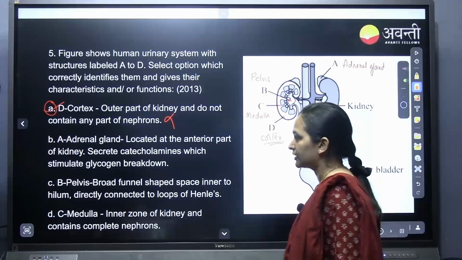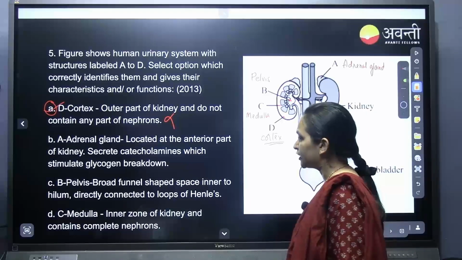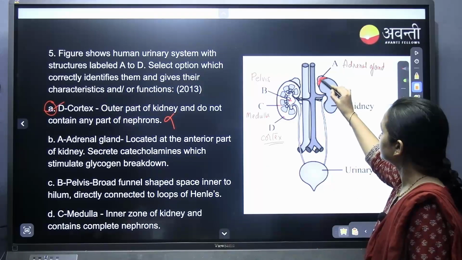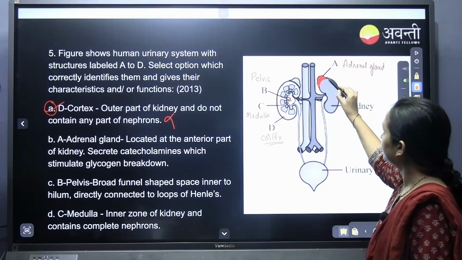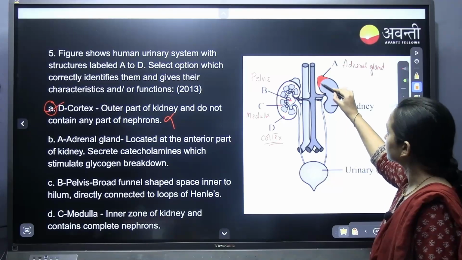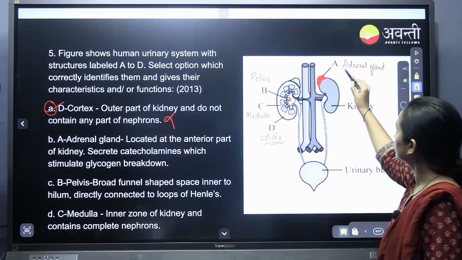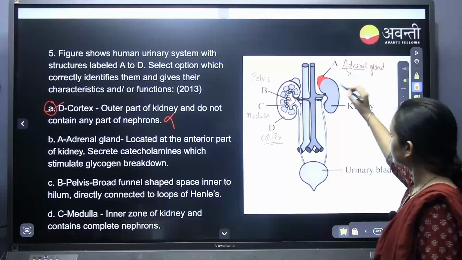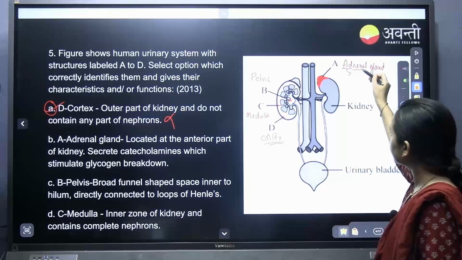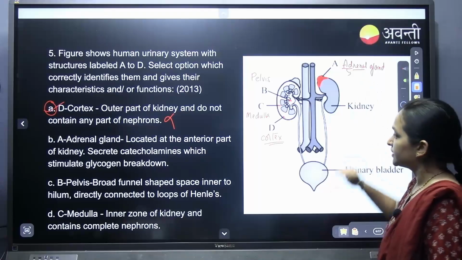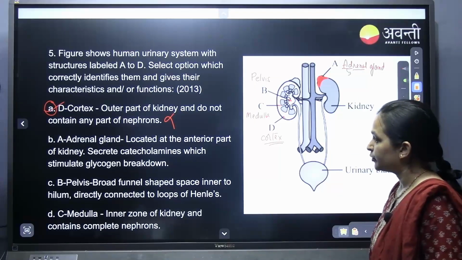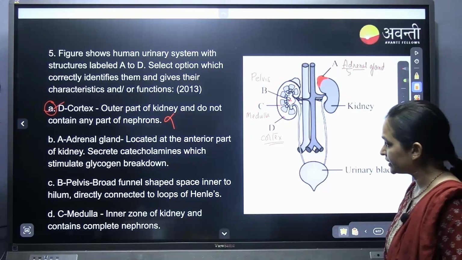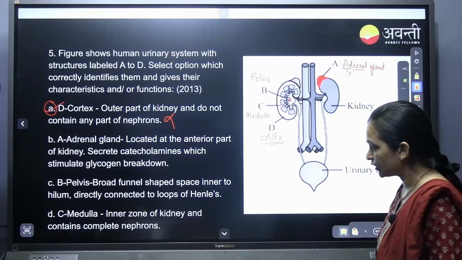Definitely this is wrong. A is adrenal gland located at the anterior part of the kidney. Yes, it is above the kidney. This part is the adrenal gland. Ad means adjacent, which is near. Adrenal, which is adjacent, that is near to the renal part. Renal means kidney. The name itself suggests what adrenal is. Located in the anterior part of the kidney, yes. Secretes catecholamines which stimulate glycogen breakdown.